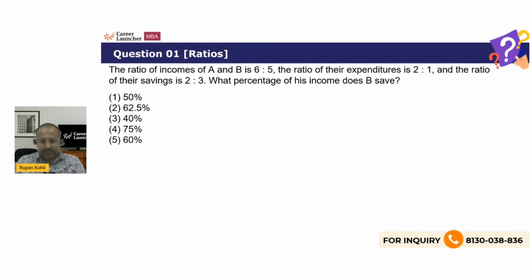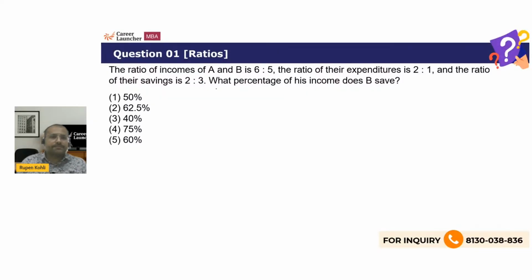Okay, so we are starting ratios. First question. We will start with the first question right away. The ratio of incomes of A and B is 6:5. The ratio of their expenditures is 2:1, and the ratio of their savings is 2:3. All the three ratios are given. No number is there. So we have done this many times that whenever numbers are not there, we can always assume. What is being asked? What percentage of his income does B save?